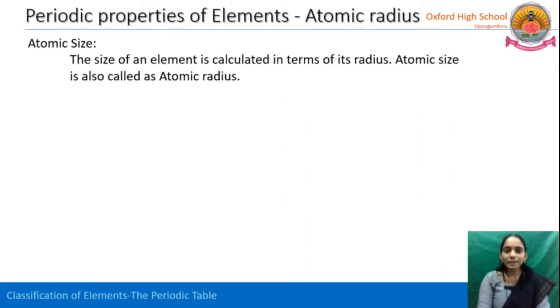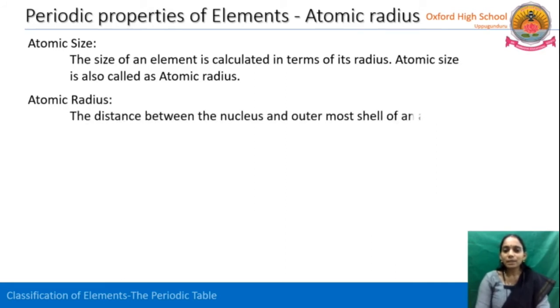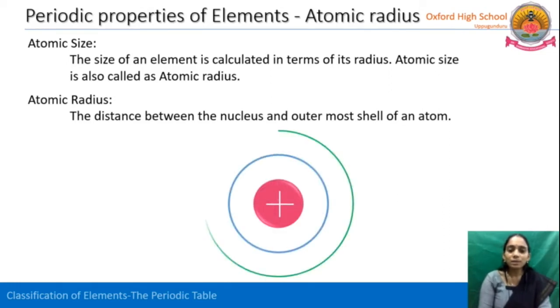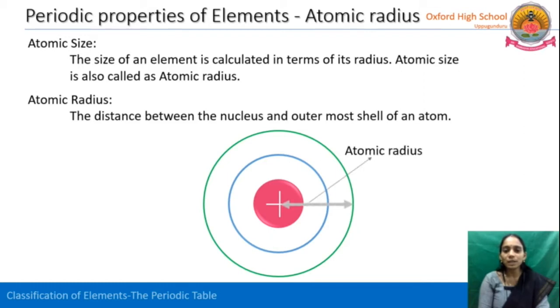What is the radius? Atomic radius is nothing but the distance between the nucleus and the outermost shell of an atom. Observe here, around the nucleus, these are the shells. So the distance from the nucleus to the outermost shell is called the atomic radius.